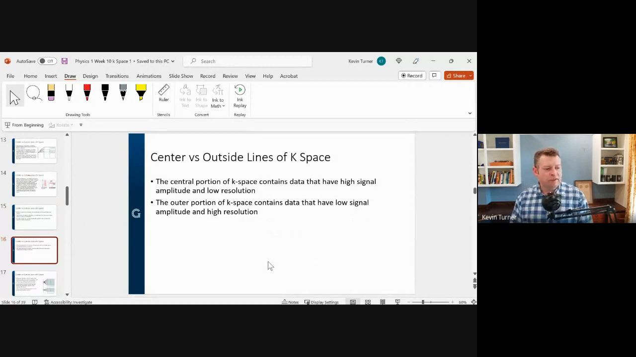So the central portion of K-space contains data that have high signal amplitude and low resolution. The outer portion of K-space contains data that have low signal amplitude and high resolution. Right.